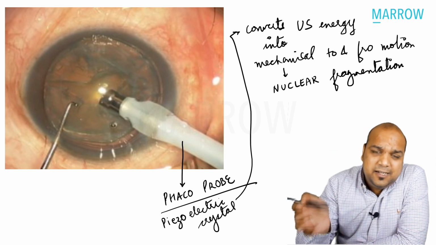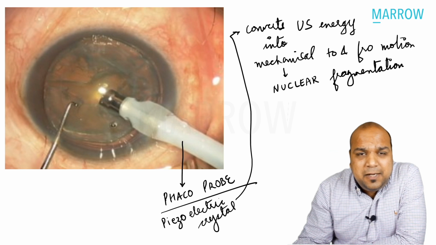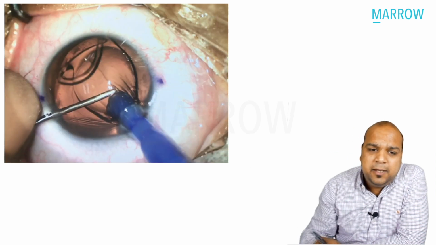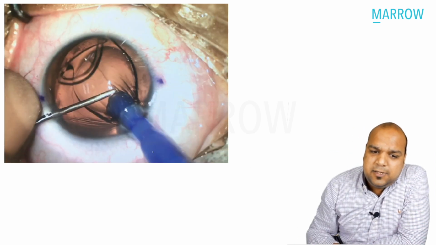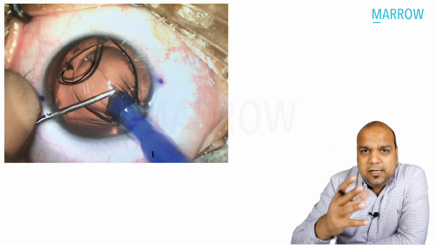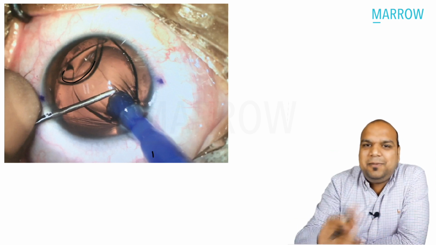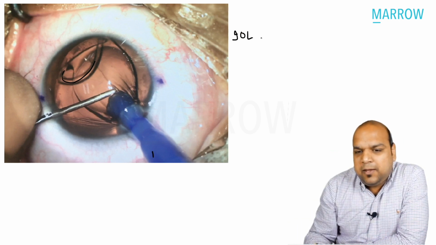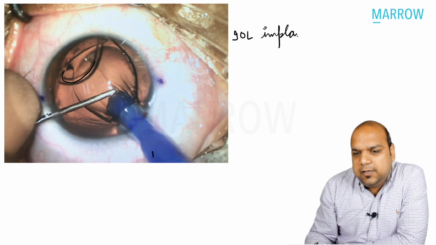After we have irrigated and aspirated, we are left with an empty bag. After we are left with an empty bag, we implant an IOL. So as you can see, this is an injector and this is the IOL getting injected. You can see the haptic here, you can see the optic. It will slowly unfold and you will be able to implant it in the bag. IOL implantation.